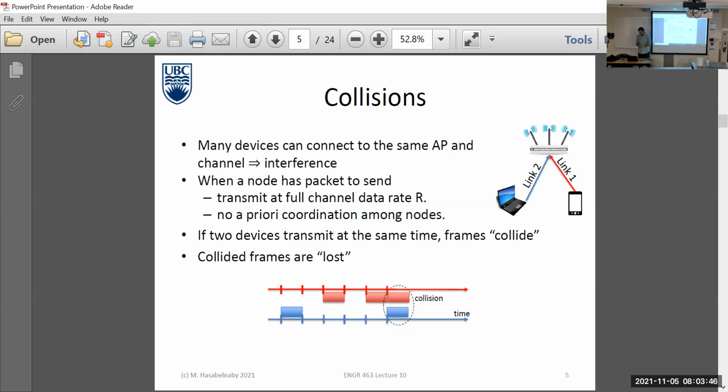What will happen? This is the channel. This is Daniel 1 frame, and this is Daniel 2 frame. What will happen? We'll have collision. Total loss. If two frames have collision, this means that the two frames will be destroyed, will be lost. So the transmitters must retransmit their data again.